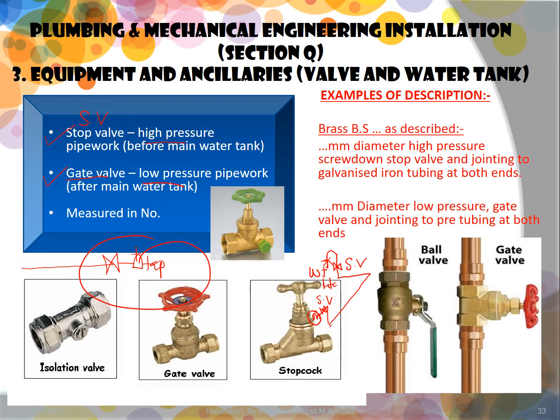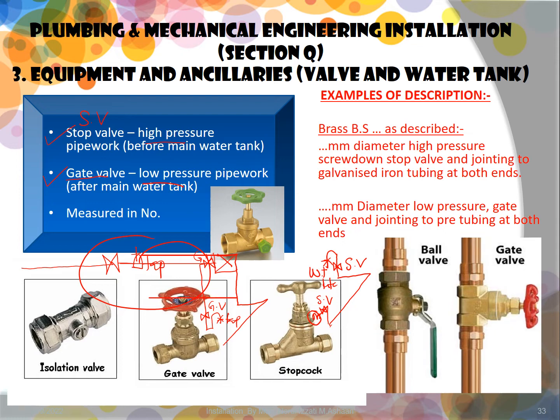Okay, in case, let's say this is the pipework system and then it goes to the top, then you have the water tank. This is the water tank. From the water tank, you have the outlet that goes to the bathroom, so you have one tap here. So the valve that is coming from the water tank is known as GV, and then the valve before the water tap here is also known as GV. Can you see that? That is the difference. Before the water tank, we have the stop valve. After the water tank, we have the gate valve.